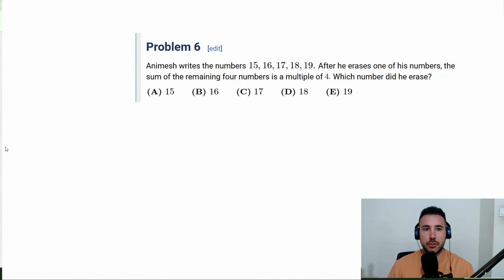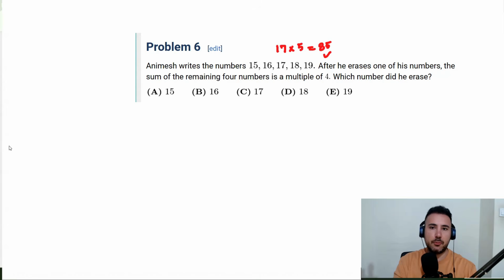Okay, so after he erases one of his numbers, the sum of the remaining 4 numbers is a multiple of 4. Which number did he erase? So one important question, what is the sum of all of these? What is 15 plus 16 plus 17 and then plus 18? If you add them one by one, you're not doing it right. The answer is the sum of these is the middle number 17 times 5, which is 85.